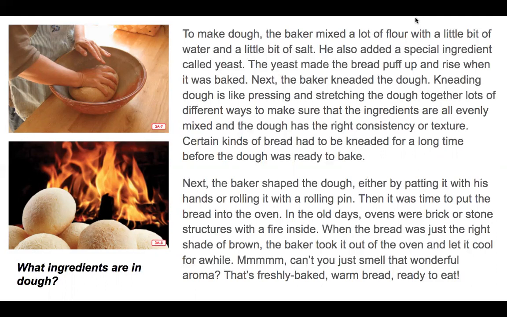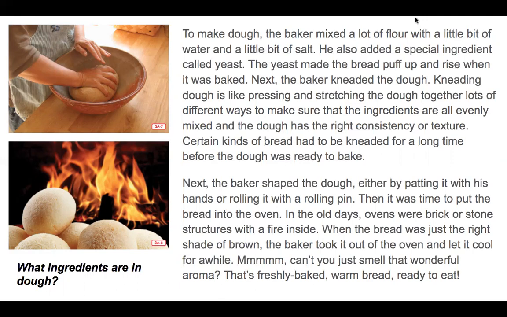Next, the baker kneaded the dough. Kneading dough is like pressing and stretching the dough together lots of different ways to make sure that the ingredients are all evenly mixed and the dough has the right consistency or texture. Certain kinds of bread had to be kneaded for a long time before the dough was ready to bake. Next, the baker shaped the dough, either by patting it with his hands or rolling it with a big rolling pin. Then it was time to put the bread in the oven.